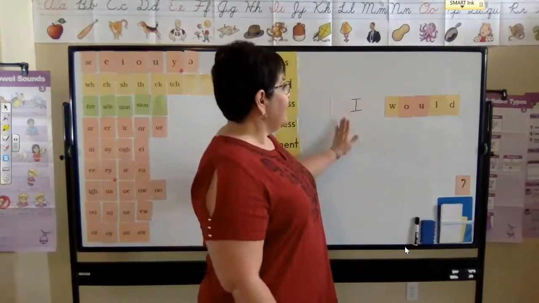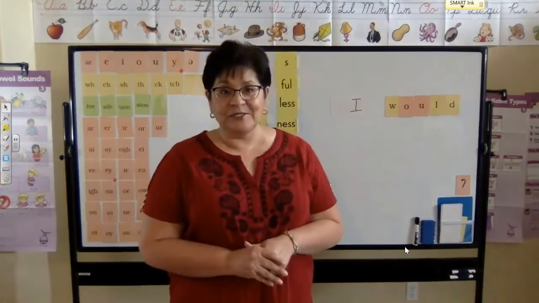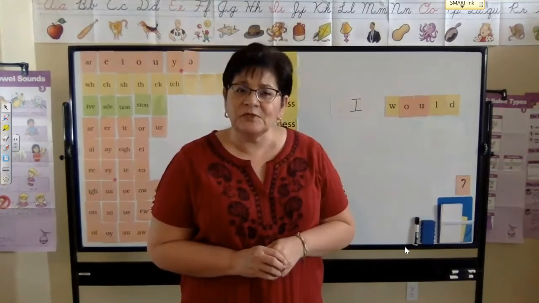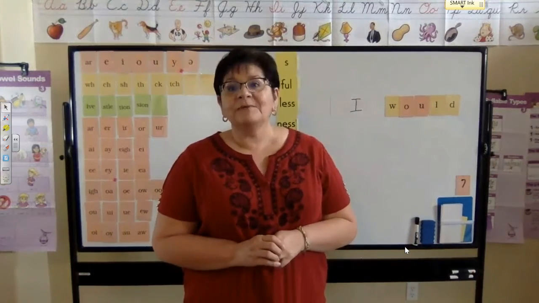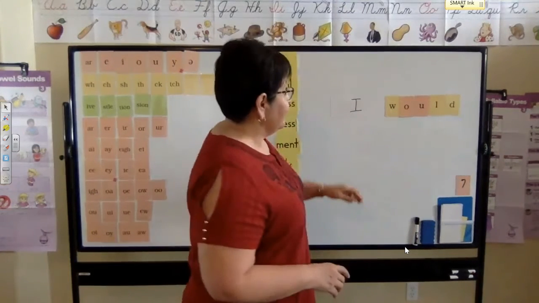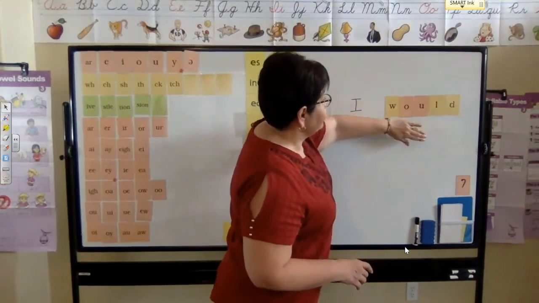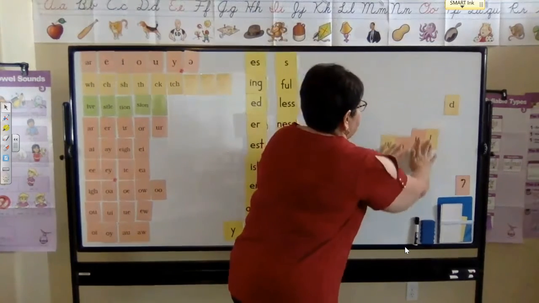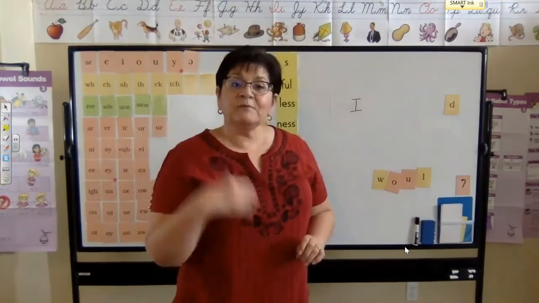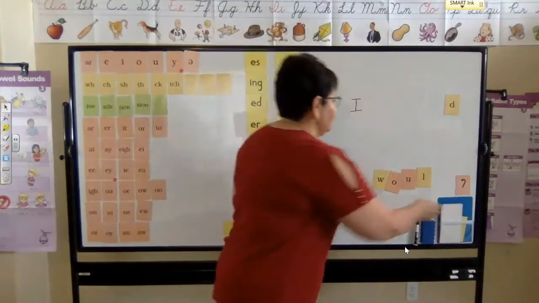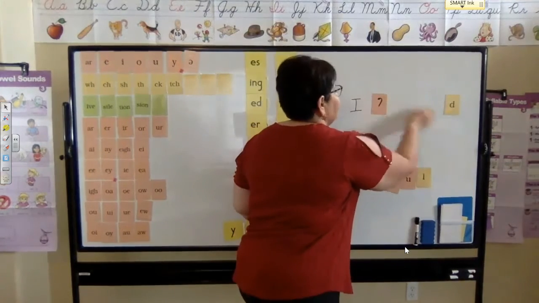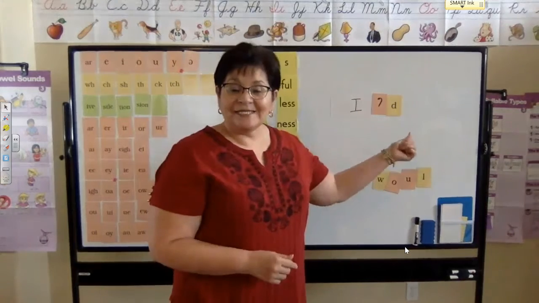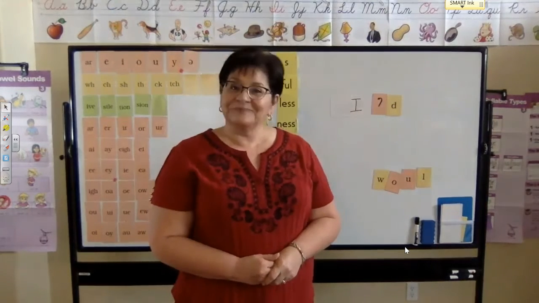Let's read what we have. I would like to go to the park with you. I would. Now watch what I have to do to turn this into a contraction. What am I going to have to take away? I have to take away the W, the O, the U, and the L. All get taken away and replaced with an apostrophe. Here's my apostrophe. And I bring over my D. So I would becomes I'd. I'd like to go to the park with you.